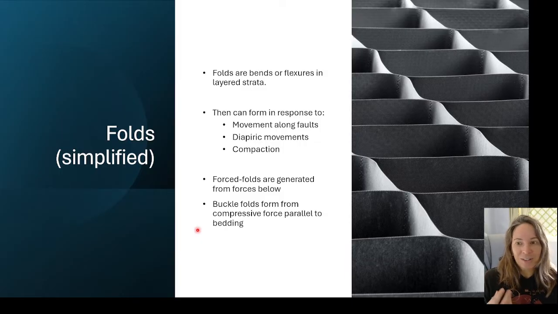All right, just a few reminders about folds geologically, because we want to make sure all of our interpretations are hinged in geology and what we know about it. Folds in their simplest forms are bends or flexures in layered strata. They can form in response to the fault movements, diapiric movements, or compaction that I just mentioned. And if our data is good enough, we can distinguish between forced folds, which are generated from forces below, and buckle folds that form because of compressive forces parallel to bedding.